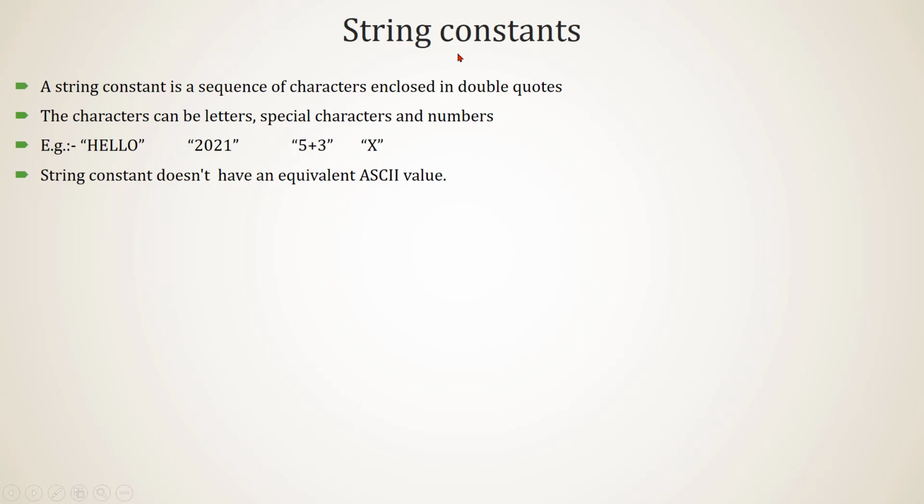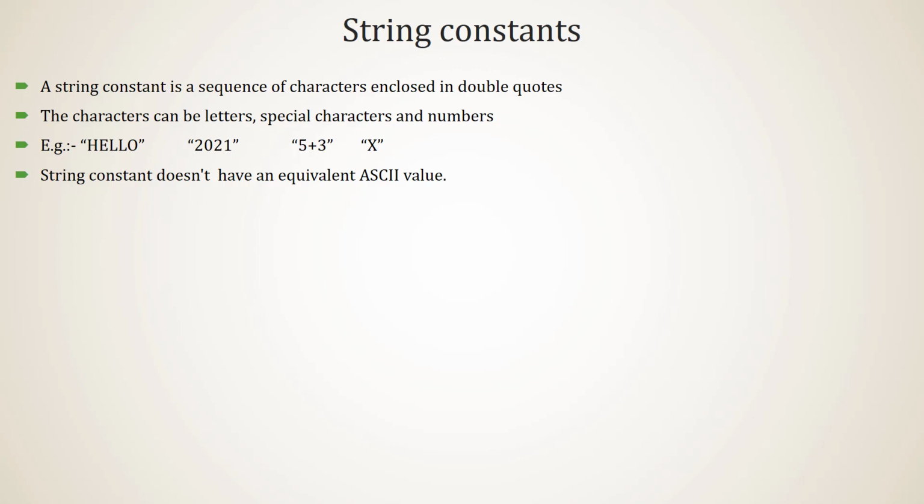Okay, next is string constants. A string constant is a sequence of characters enclosed in double quotes. The characters can be letters, special characters and numbers. Earlier we studied the single character constant, where a single character is enclosed within single quotes. Here we can include more than one character, but we have to enclose them within double quotes.